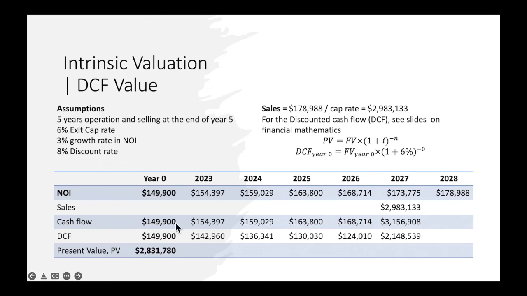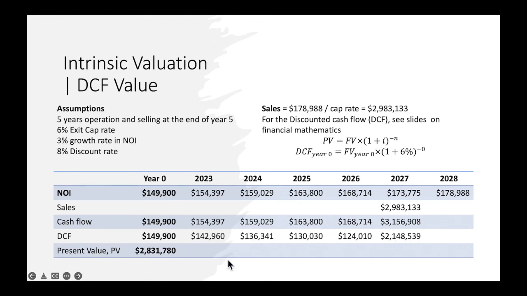It is for year 1, right? You're going to have this value. For this value here, for instance, you're going to have 168,714 times 1 plus 8% to the power negative 4, because it's the 4th year. Then you're going to have this value. At the end of the 5th year, you're going to take this value, $3.1 million, multiplied by 1.08 to the power negative 5, then you're going to have this value. And these are all present values. You add up everything here, you're going to have $2.8 million.